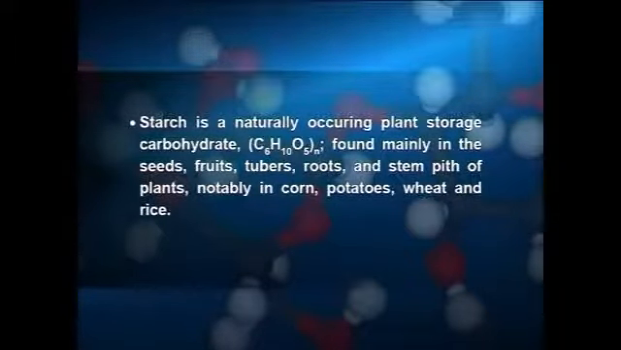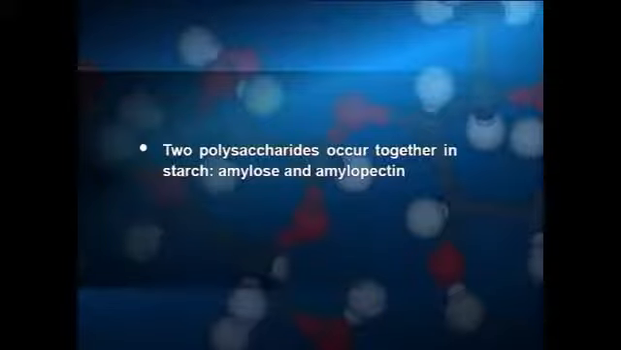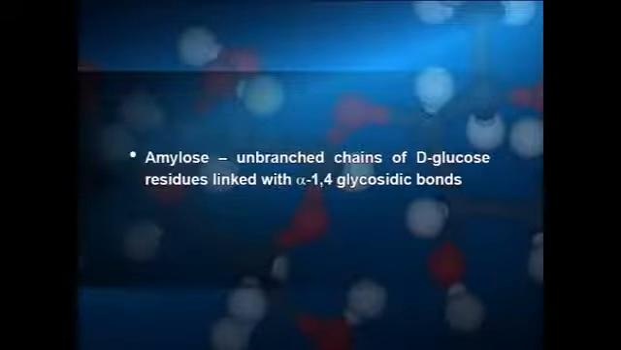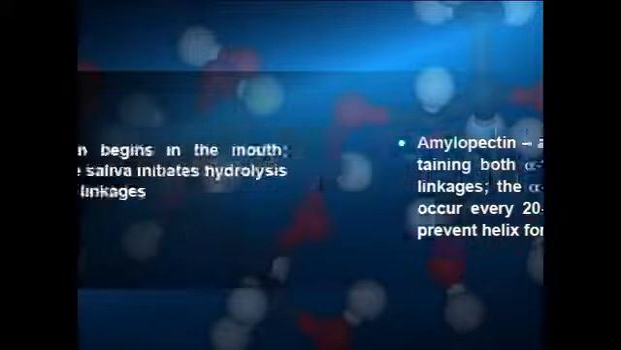Starch is a naturally occurring plant storage carbohydrate, mainly found in the seeds, fruits, tubers, roots, and stem pith of plants, notably in corn, potatoes, wheat, and rice. Two polysaccharides occur together in starch, amylose and amylopectin. Amylose is usually unbranched chains of D-glucose residues linked with alpha-1,4 glycosidic bonds. Amylopectin is a branched polymer containing both alpha-1,4 and alpha-1,6 glycosidic linkages. The alpha-1,6 branch points may occur every 20 to 25 glucose residues to prevent helix formation.